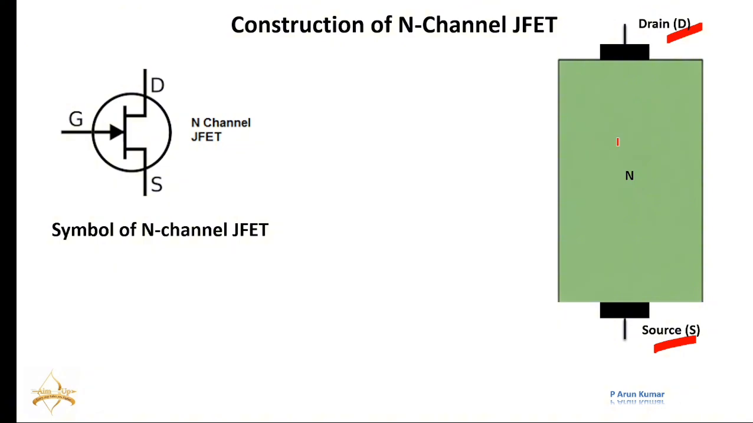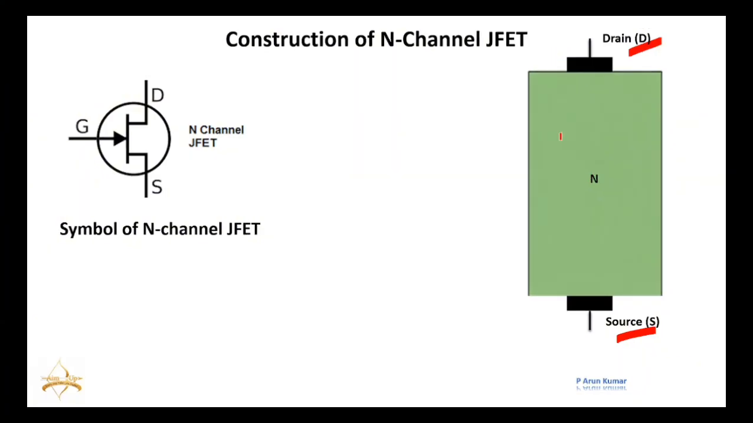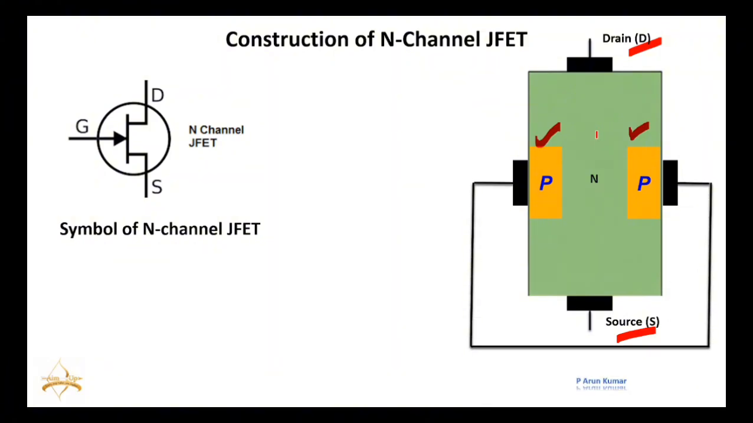In between these two, a gate should be there, which controls the electrons moving from source to drain. To make the gate terminal, trivalent impurities are added on the two sides of this n-type semiconductor. Then it will turn into p-type on the two sides. Again, ohmic contacts are taken on the two sides, and these two are internally shorted.